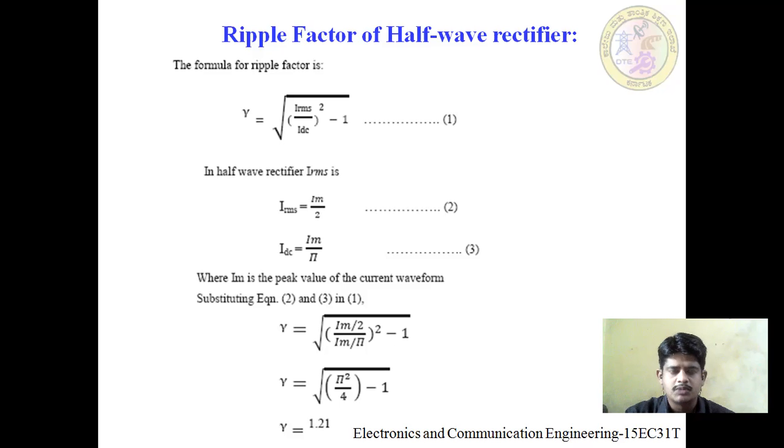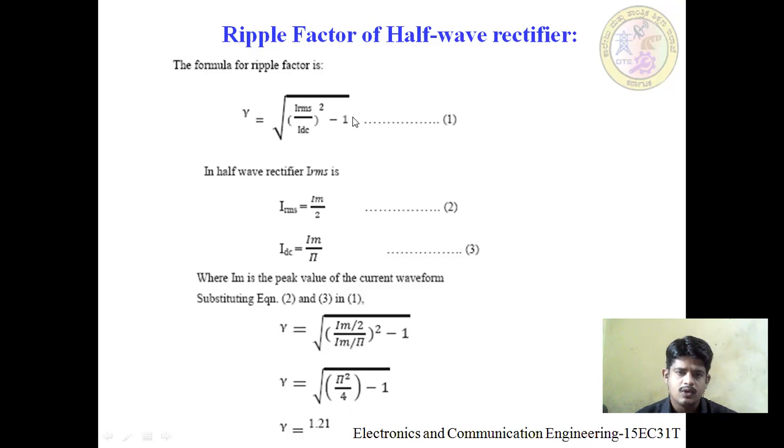So we already understood what is meant by ripple factor. Even we have discussed what is the value of the half wave rectifier's ripple factor. That is 1.21. We already discussed this, but till now we have not gone through the derivation of getting this value. How we got this value.